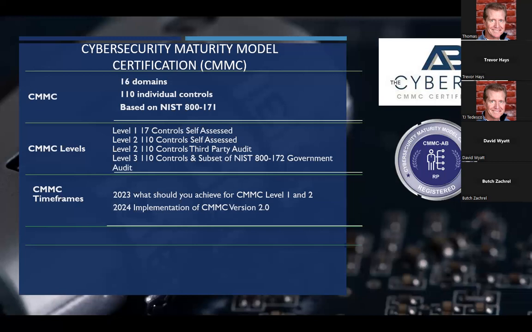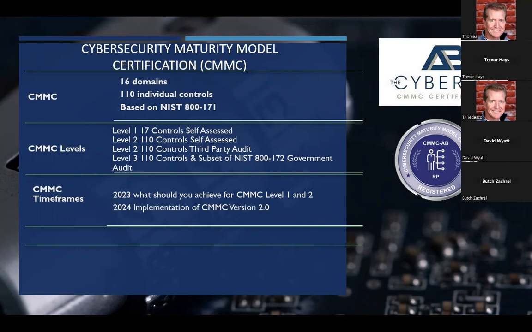Now, level 3 is 110 controls plus a subset of the NIST 800-172, and the government will actually audit you. That's going to be extremely rare. Extremely rare. So I really would take that off of the radar until they decide to cross that bridge.